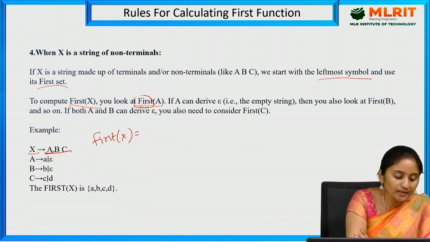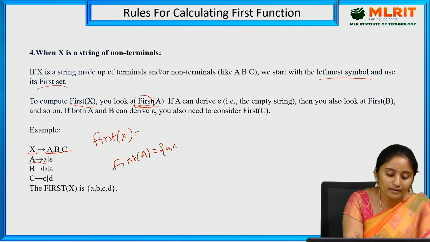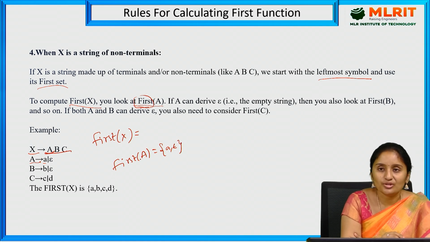What I am having here is A, so let me find out first of A. First of A is nothing but a, a small letter a, which is a terminal. Epsilon is also a terminal. So a, comma, epsilon are my first functions of A.